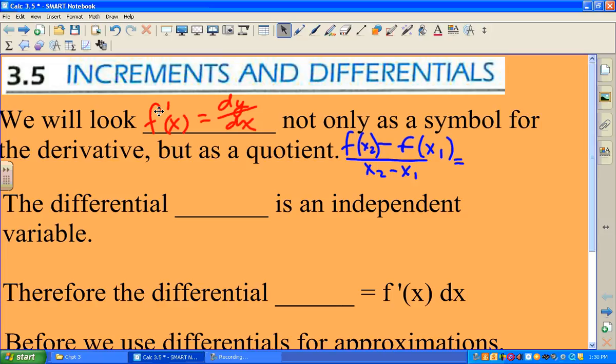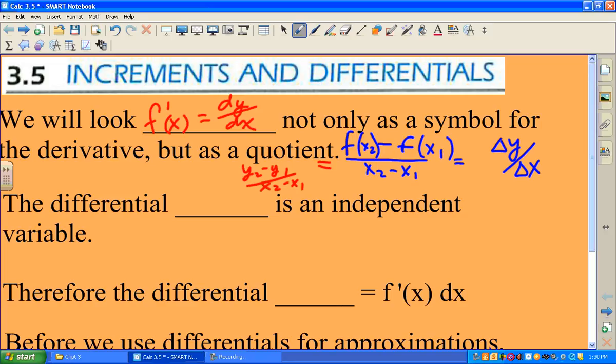The y values are the function values. Function values are y values. If you want to go all the way back to algebra, without function notation, you can write that as y2 minus y1 over x2 minus x1. You want to do that, you can.